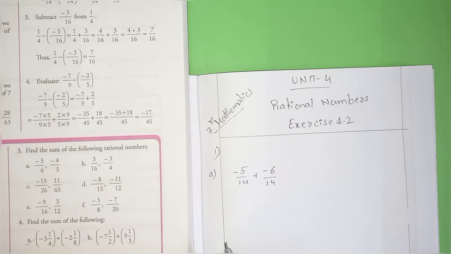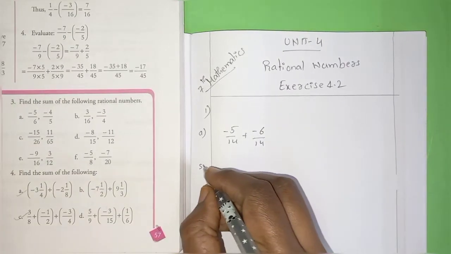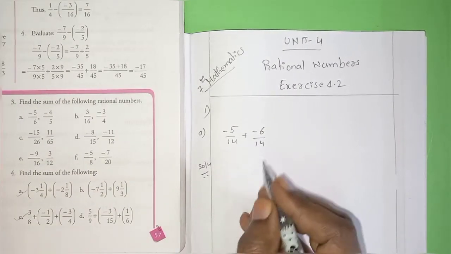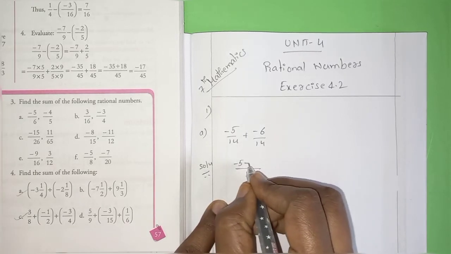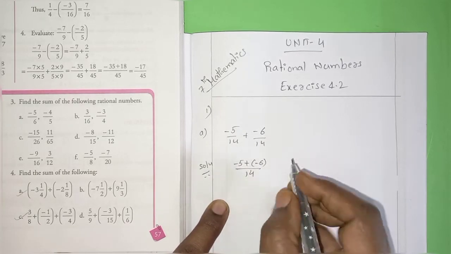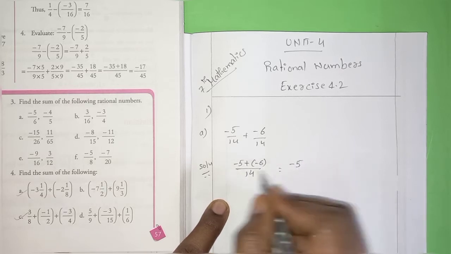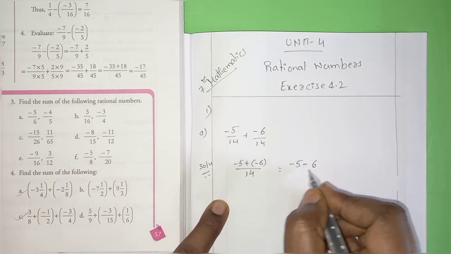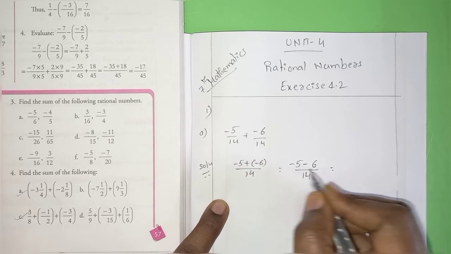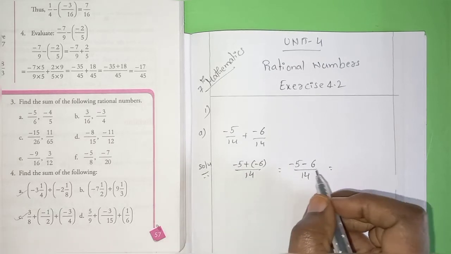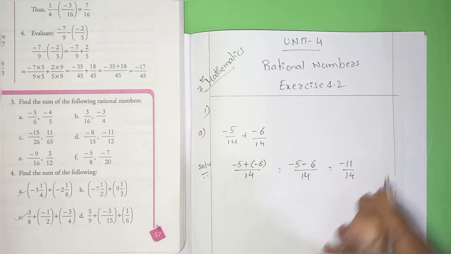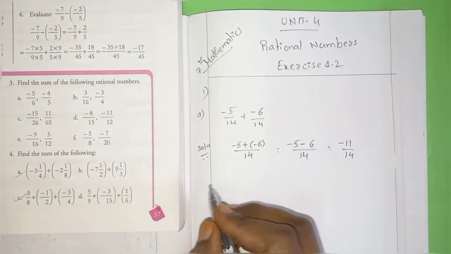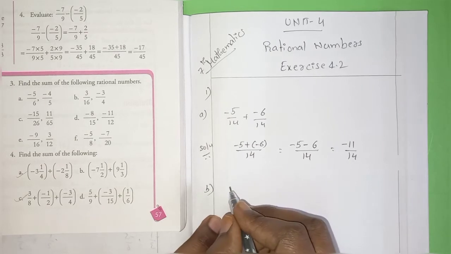Now we have to find the sum of these two numbers. Here both the denominators are same, so that we can directly add both. Minus 5 plus minus 6 by 14. Both are minus, so we have to add 5 plus 6, 11. Minus 11 by 14.